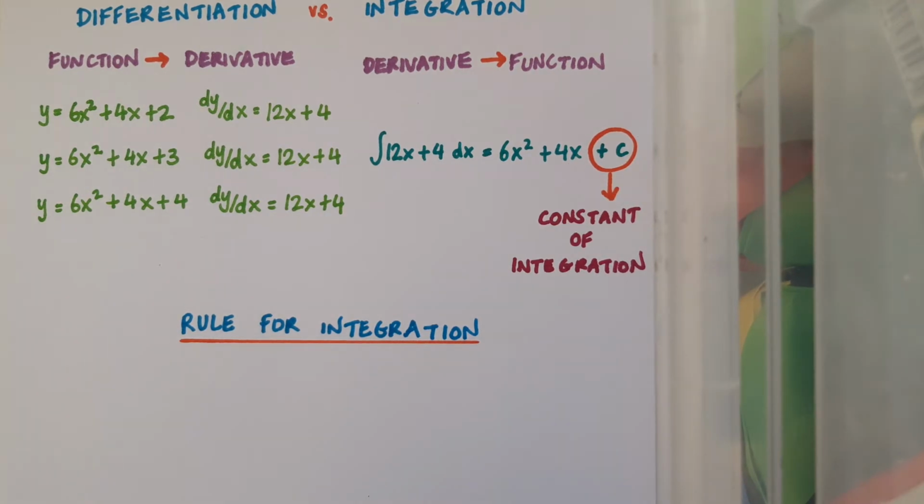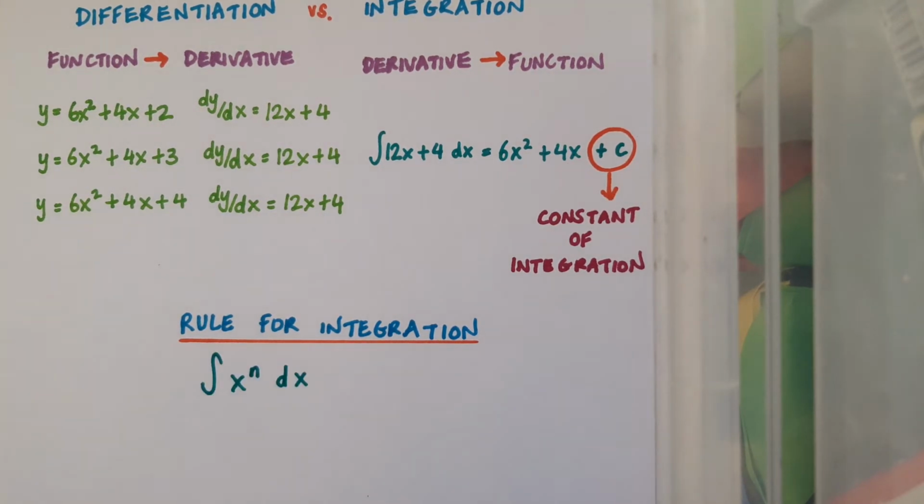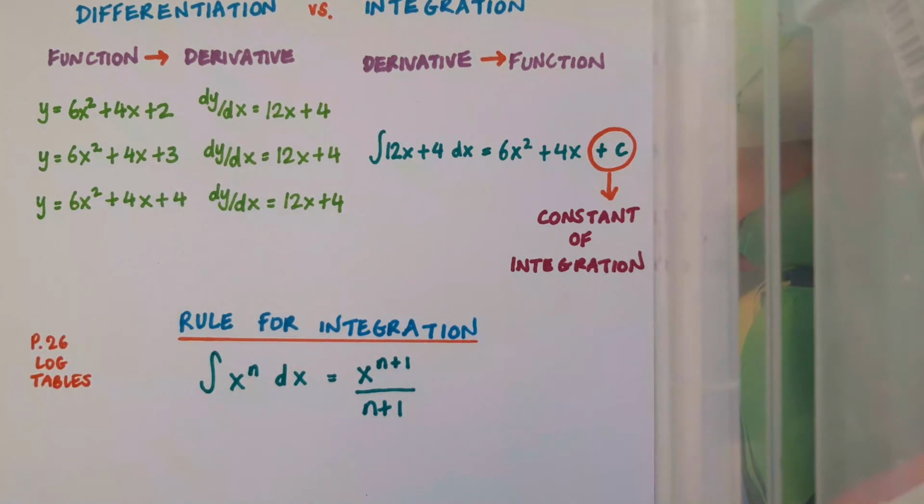Well, there is, and it says that if I integrate a term x to the power n dx, the result will be x to the n plus 1 over n plus 1. So I'm upping my power and dividing by the result. And this is the exact opposite of what we did in differentiation, where we reduced the power and multiplied by the original power. The only thing they haven't included here is the plus c, the constant of integration. And if you go to page 26 in your log tables, which is the page for integrals, they'll give you this rule, but they won't include the plus c, so you have to remember that yourself.